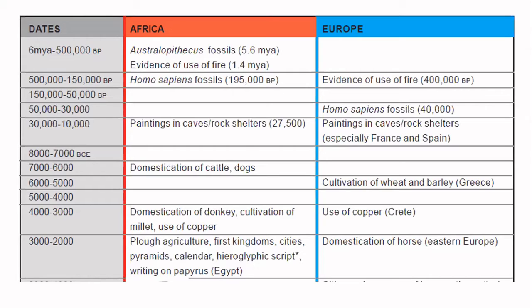3,000 to 2,000 years ago in Africa, we can see ploughing agriculture. We see the first kingdoms, cities, pyramids, calendars. We found a script, and you can see a star there. That means you will see the picture of script somewhere along the Africa column below. Writing on papyrus, domestication of horses happened in Europe, Eastern Europe. So if you look at the Europe timeline, you can see we have the names of the places as well.